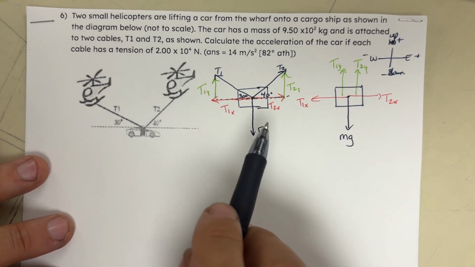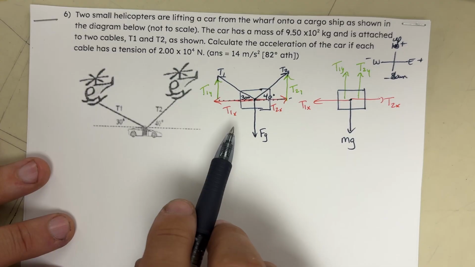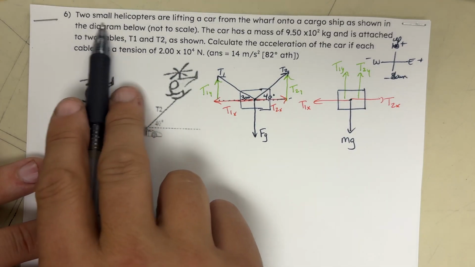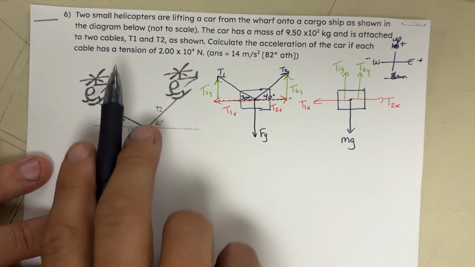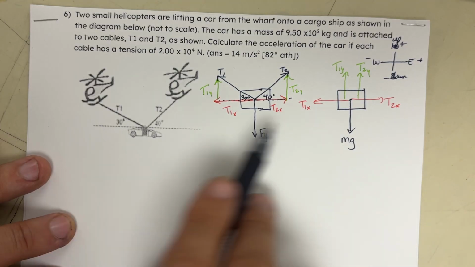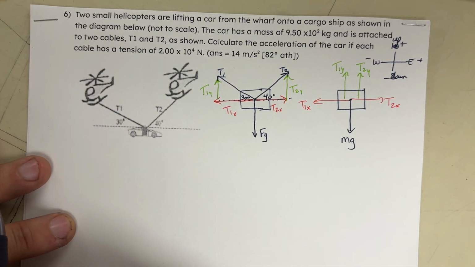Looking at this diagram here, there's a couple things that I know. I'm assuming it's pulling up. It says are lifting a car, so I think it's going upwards. So chances are these are going to be bigger than the force of gravity. And it's lifting them onto a cargo ship.